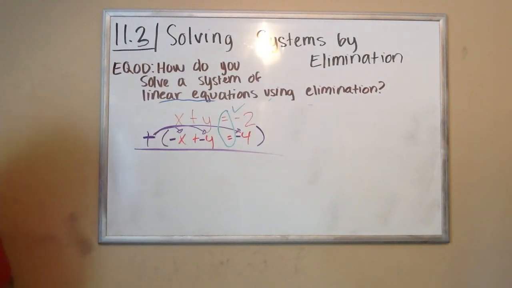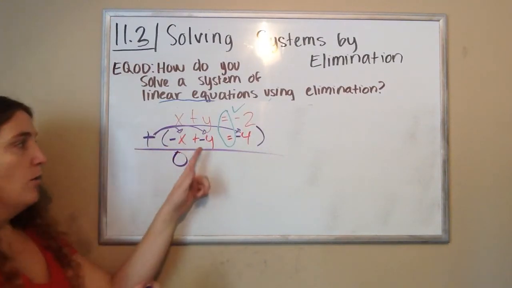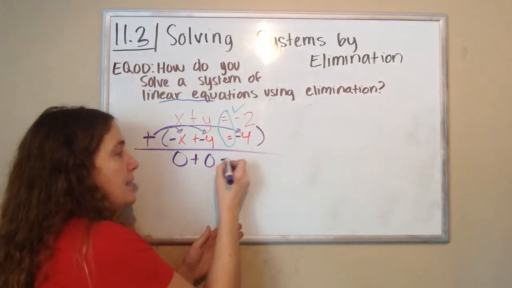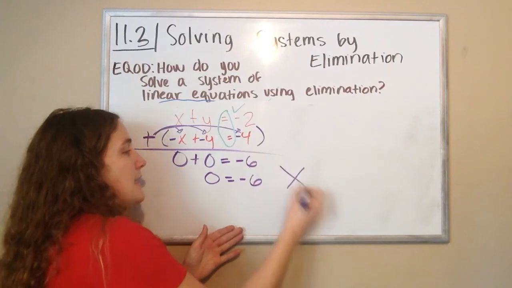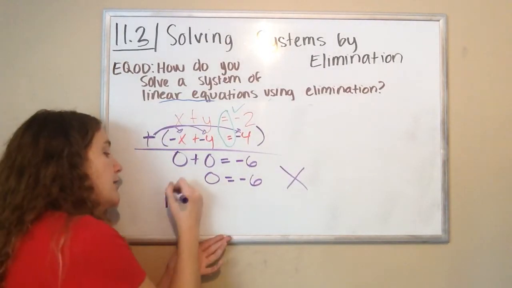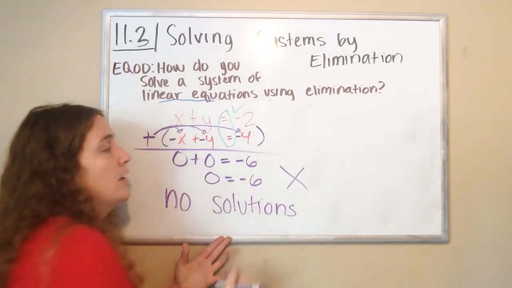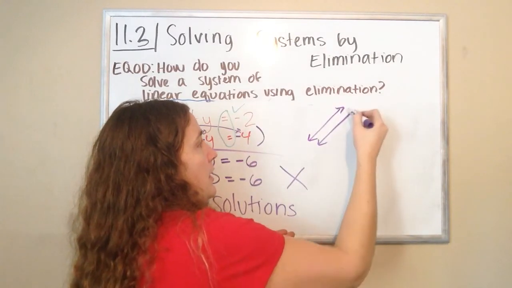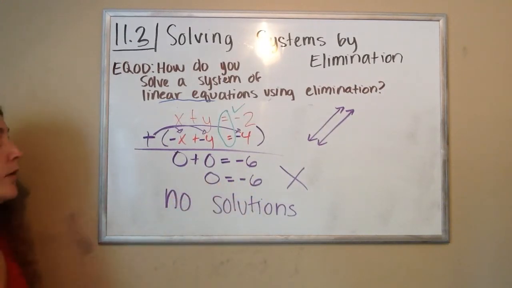When we solve this out, x plus negative x, 0. Y plus negative y, 0. Negative 2 plus negative 4 is negative 6. 0 equals negative 6. That is not true. No good. So that means that there are no solutions to this set of equations, which means that if you were to graph them, they would look like this, parallel. They would never cross. So no solution. Because that is not true. Alright.